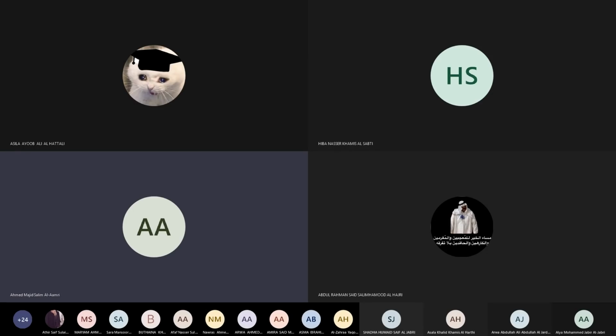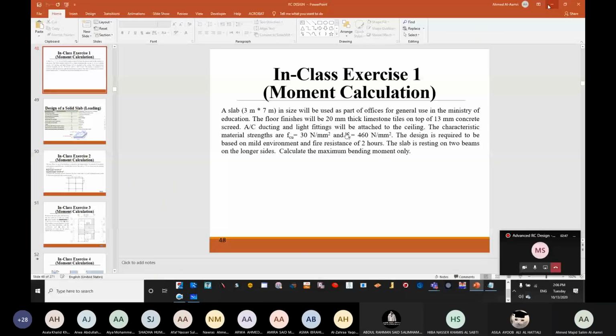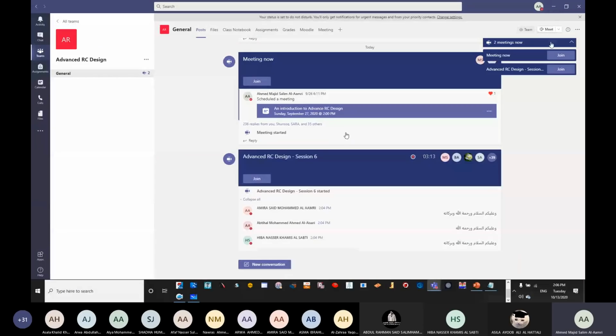Once again, last class we have learned how to draw the bending moment for two-way slabs. We learned how to find the coefficients, and we compared whatever we have done with Excel. Okay. Today as well we are going to try another software, which is called Tekla.